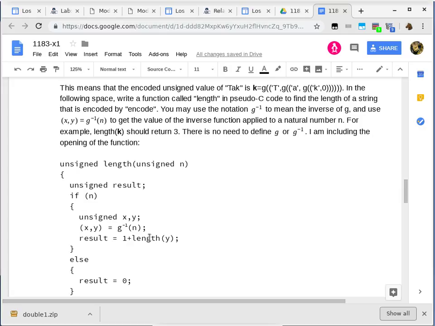It says right here that you have to write it in pseudo C code. So as long as the logic is clear and it vaguely resembles C, it's fine.